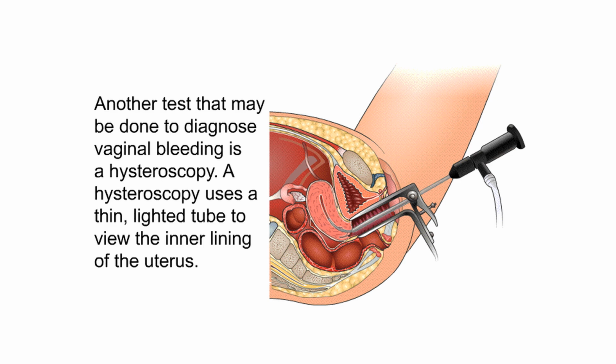Another test that may be done to diagnose vaginal bleeding is a hysteroscopy. A hysteroscopy uses a thin, lighted tube to view the inner lining of the uterus.